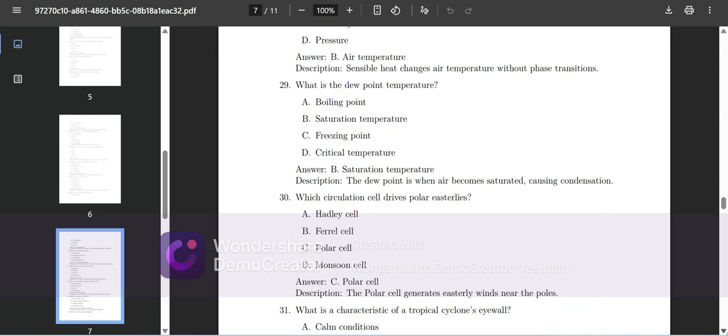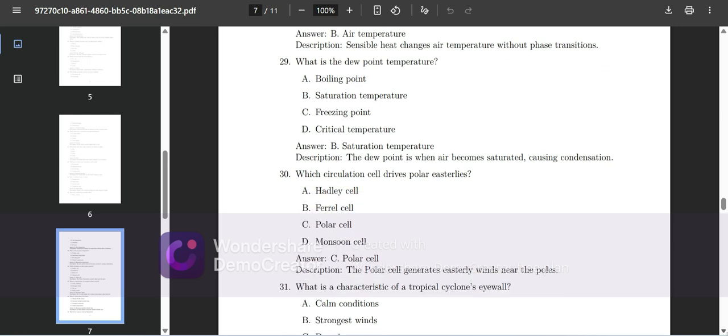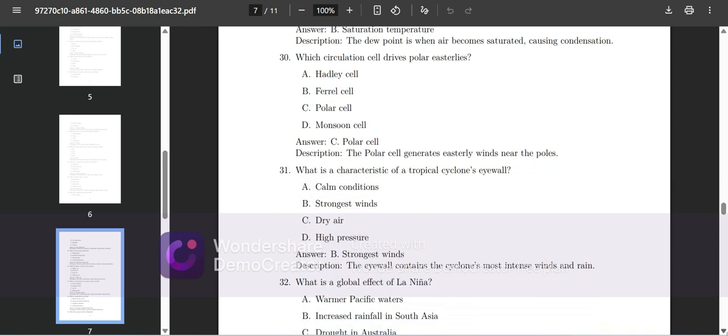What is the dew point temperature? Saturation temperature. The dew point is when air becomes saturated, causing condensation. Which circulation cell drives polar easterlies? Polar cell. The polar cell generates easterly winds near the poles.